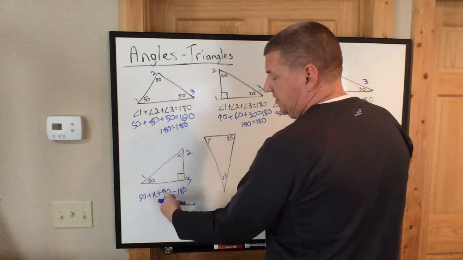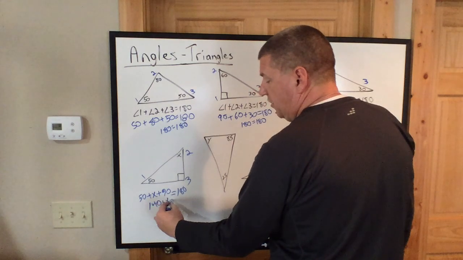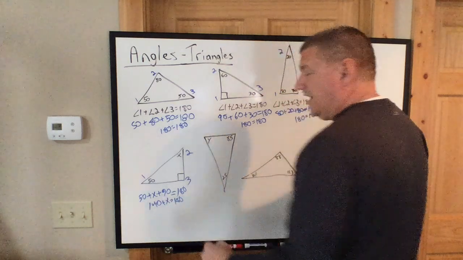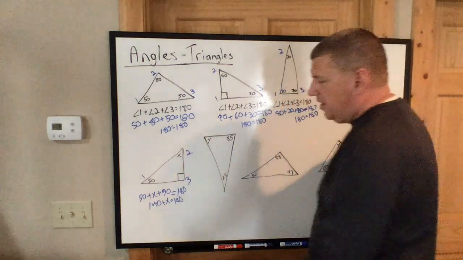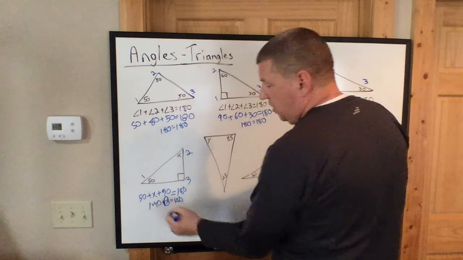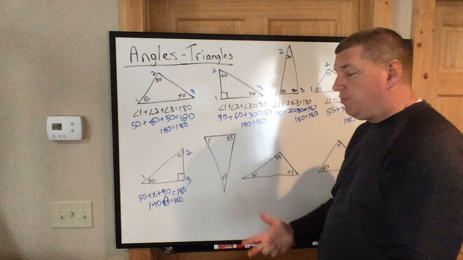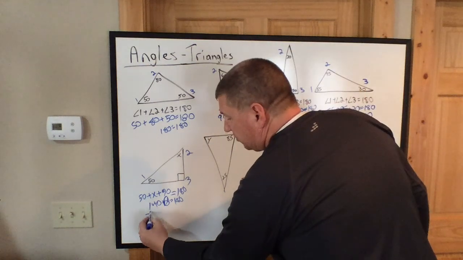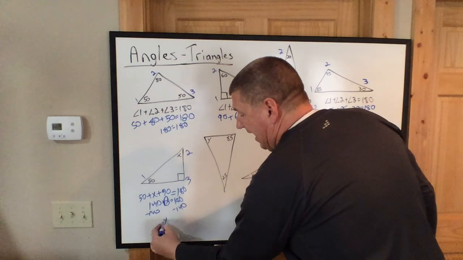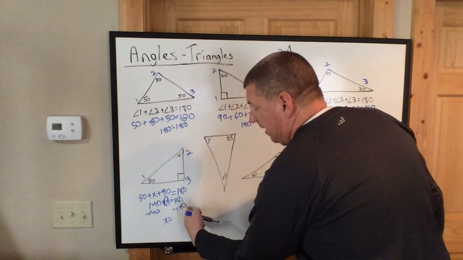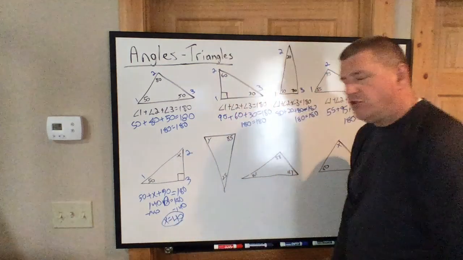So 50 plus 90 is 140, plus X equals 180. And as we've talked about in our other videos, when we're solving an equation like that, here's the variable that I'm trying to solve for. What's happening to it? It's being added by 140, so I'm going to subtract 140 from both sides. Subtract 140, subtract 140. I get X equals 180 minus 140 gives me 40 degrees. That tells me the measure of that angle.